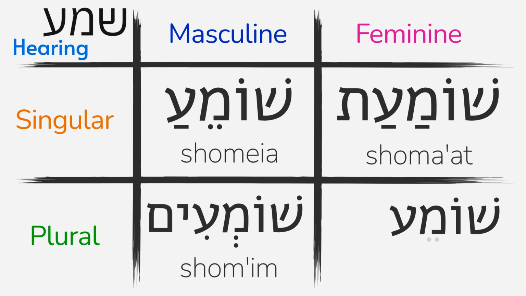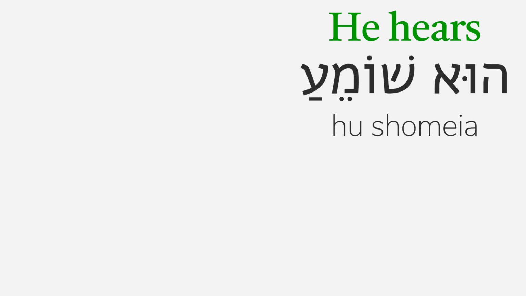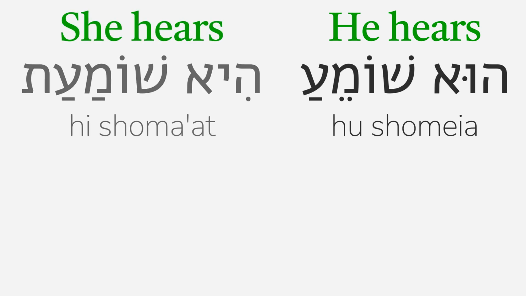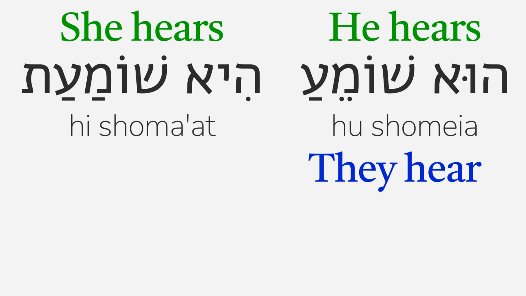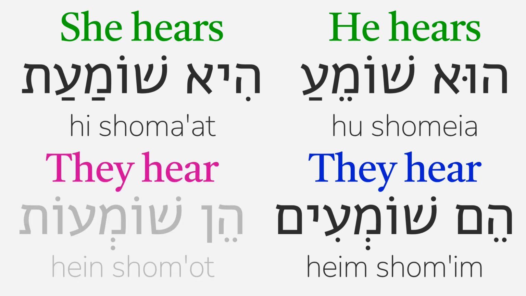Shom'im and shom'ot. He hears, hu shomea, with that extra patach. She hears, hi shoma'at, with patachs instead of segols. And they hear, regular masculine, hem shom'im, and feminine, hen shom'ot.